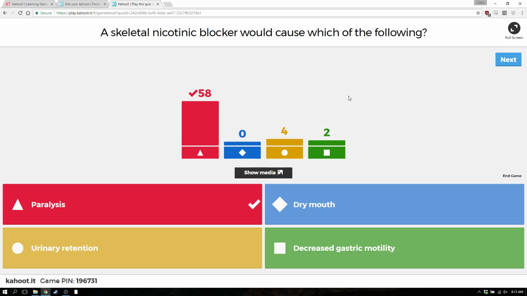Right, so paralysis would be the biggest thing here. This is where we have drugs like rocuronium, pancuronium, cisatracurium, right? They sit on that receptor and cause paralysis, and then you can intubate the patient or perform surgery on them or whatever you need to do.